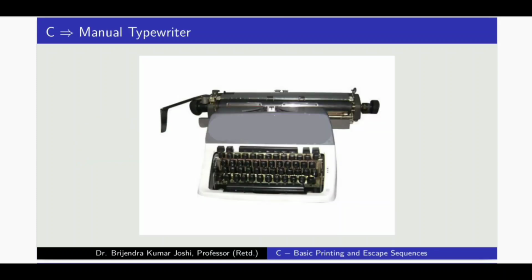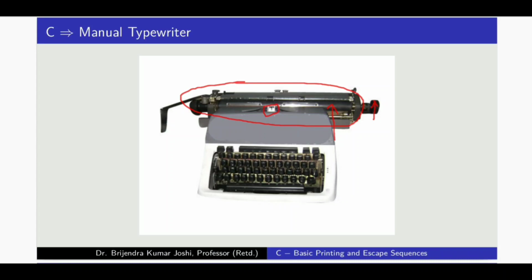Now, \n is a new line character which gets expanded into two characters: carriage return and line feed. We can understand the effect of \n by making use of an old manual typewriter typing mechanism. Here we see we have a typewriter, and this is called the carriage. Somewhere here we insert the page for printing, and you then roll it, and it comes somewhere here, and this is the printing head.